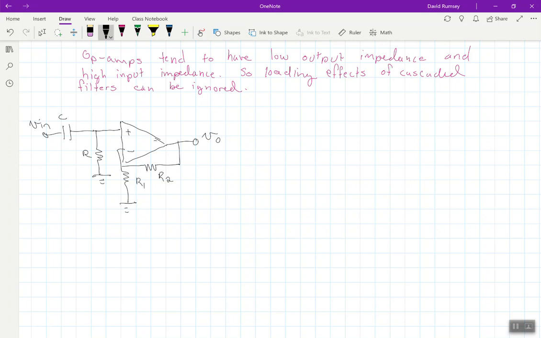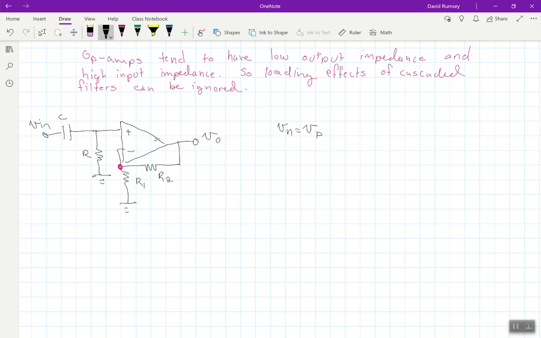Now, if we look at this transfer function, we can actually do a nodal analysis at this point right here. Note that we still have that Vn is equal to Vp. That's not different. But now we don't have that V out is equal to Vn because of these resistors.